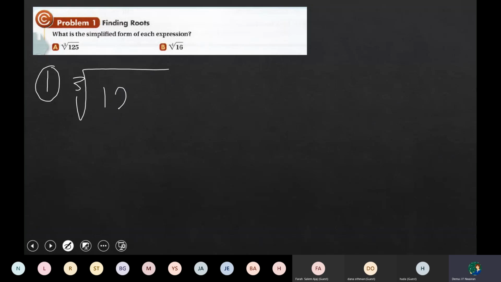Cubic root of 125. What is that? Teacher, which page? Wait. 148.